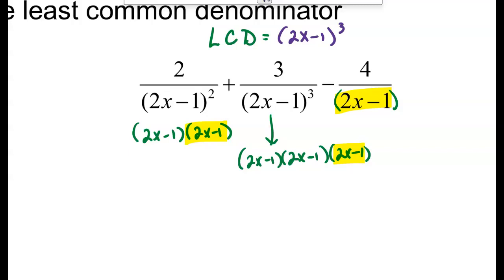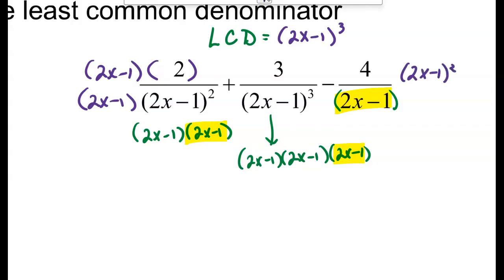Excellent. So what would I have to do to my first fraction? What would I have to multiply by? Yeah, so I'd have to go 2x minus 1, and again, we have to remember distribution when we're doing this. And then on our last one, what would we have to multiply by? 2x minus 1 squared. Doable. Would you guys agree?